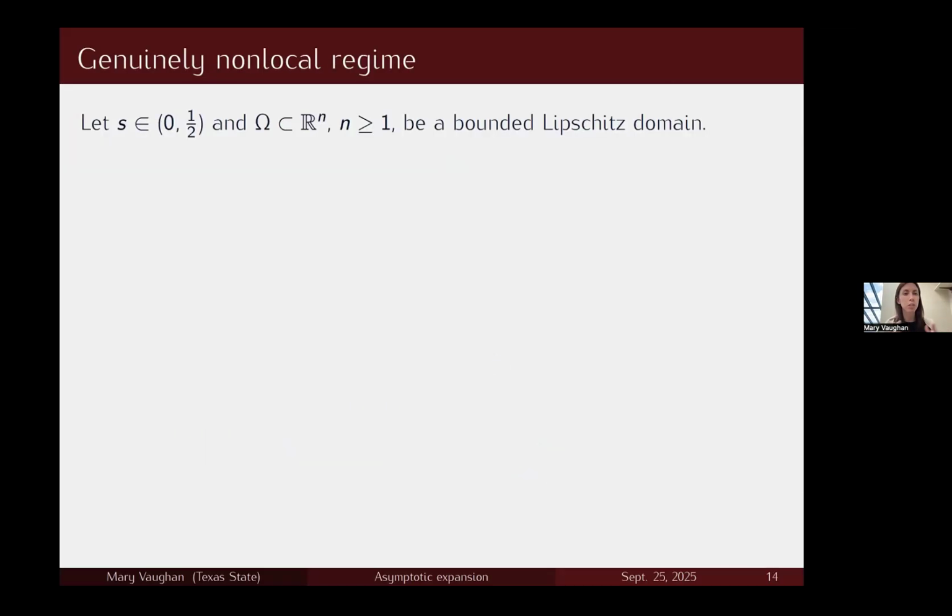All right, so I'm going to start by talking about the genuinely non-local regime. So this is the case where s is strictly less than a half. We'll let omega, a subset of R^n for n bigger than or equal to 1, be a bounded Lipschitz domain. Of course, if n equals 1, you're instead talking about an interval, but we can include it here.